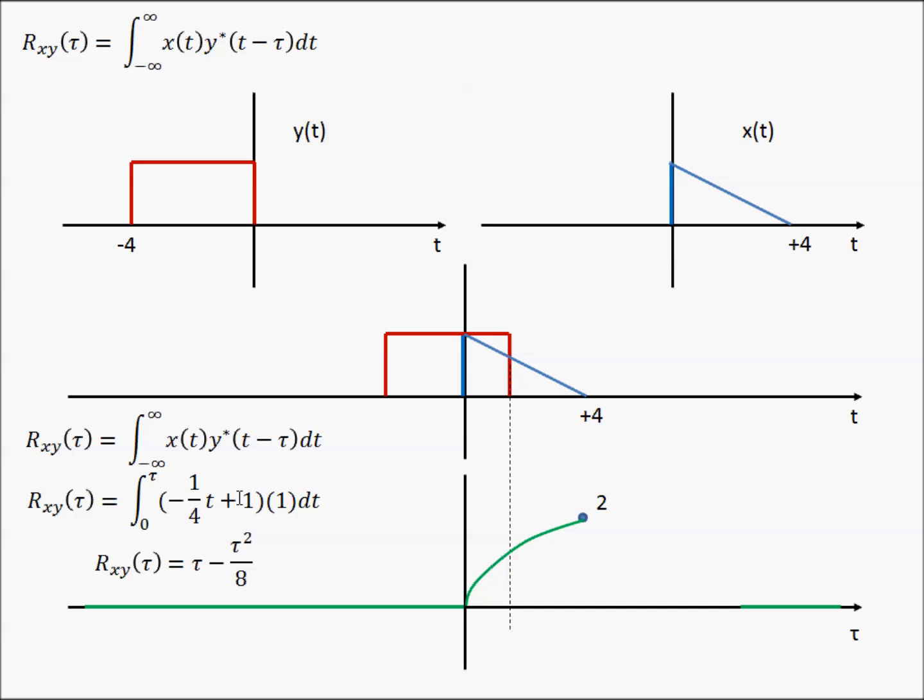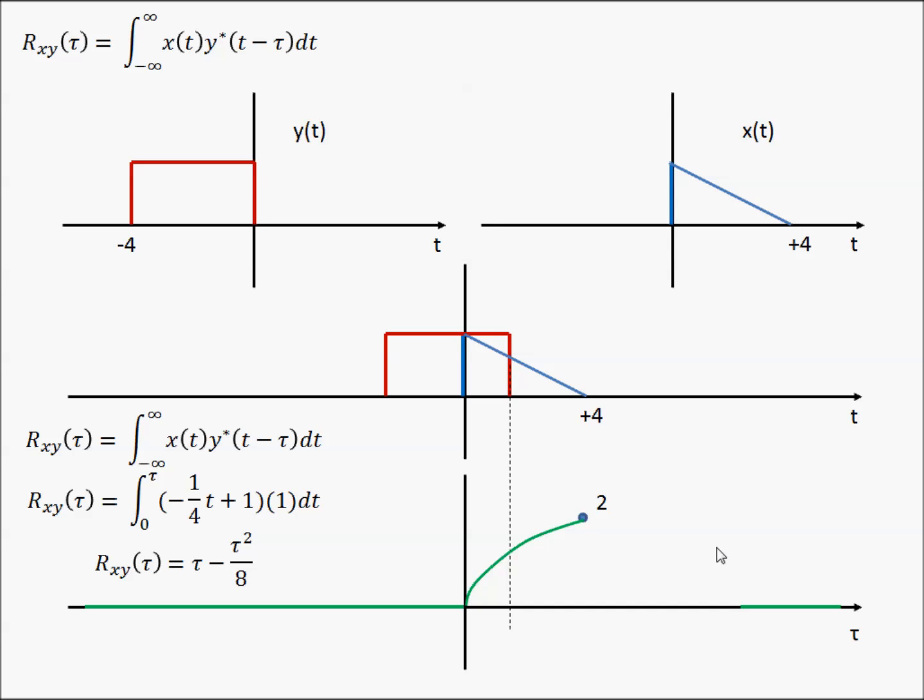So when we do this integral out and simplify, we get a cross correlation in this region of tau minus tau squared over 8. And you should double check that because I just did it really quickly a few minutes ago. But a little sanity check is if we plug in 0 here, we know that it should start from 0, and we get 0 minus 0, so the value is 0. And if we plug in 4, we should get the value of 2. So 4 minus 16 over 8 is 2, so 4 minus 2 is 2. So that's a good sanity check. So this is probably correct.